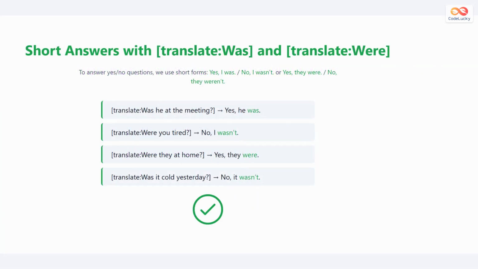We often use short answers when responding to questions with was and were. For a yes answer, say yes I was or yes they were. For a no answer, say no I was not or no they were not. These forms help you sound natural and fluent when speaking English about the past.